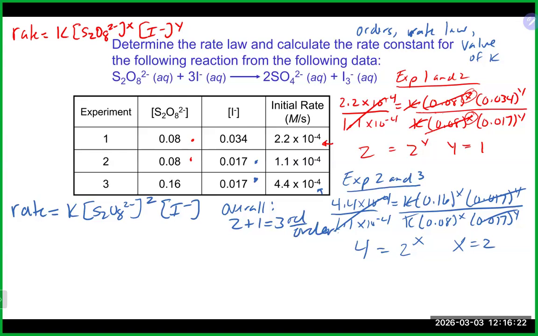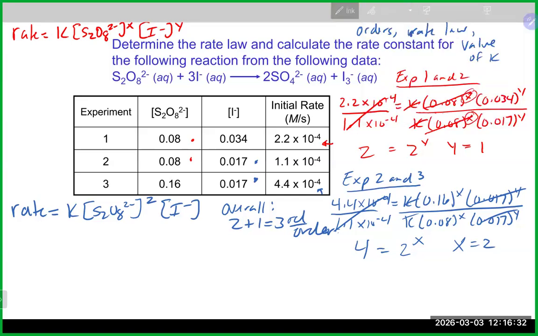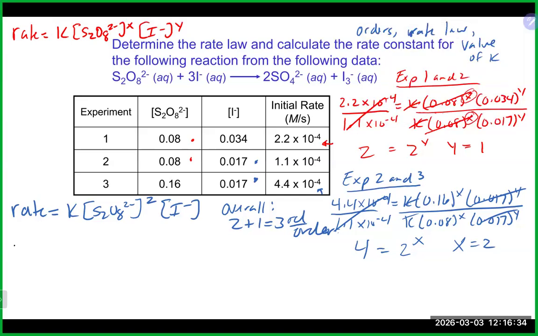And as I mentioned before, you kind of have to get the orders first. Now that you have the orders, you can then go back to the table and actually solve for the value of k. So if we go back now and solve for our rate constant, k will equal the rate divided by the concentration of S2O8 2 minus, you do have to square it, divided by I minus in this case.